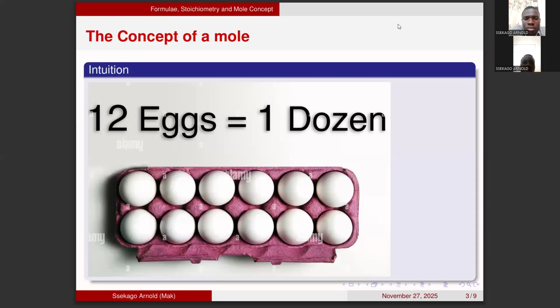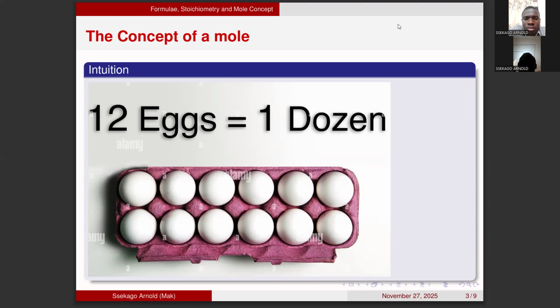So I start with the concept of a mole. This is a kind of motivation. I start with this image, a kind of support item. You normally interact with dozens in your daily life. For example, here I've given an example of eggs.